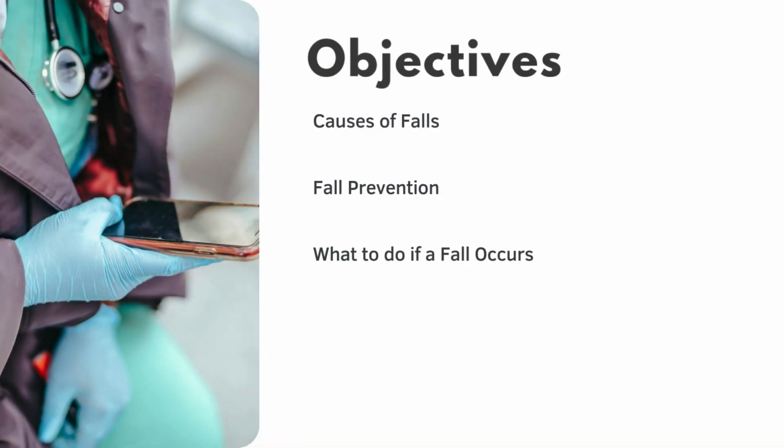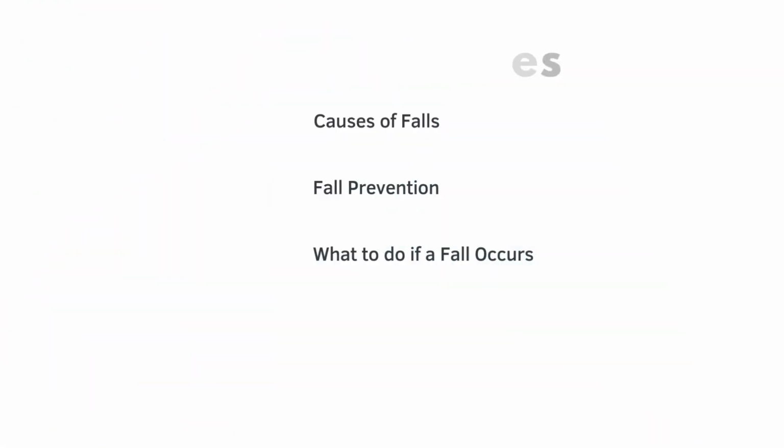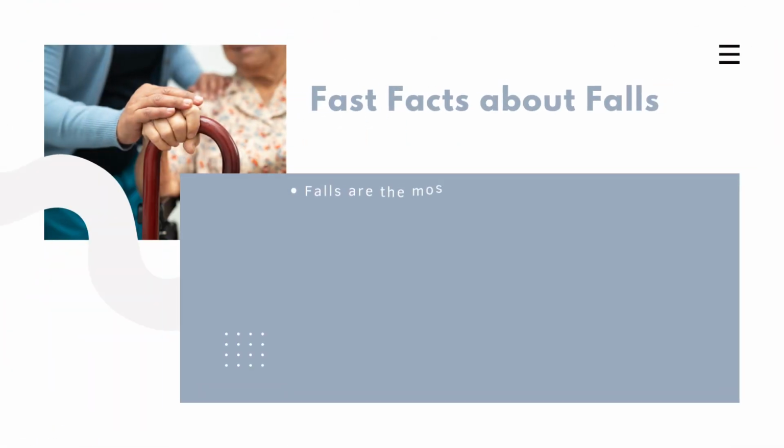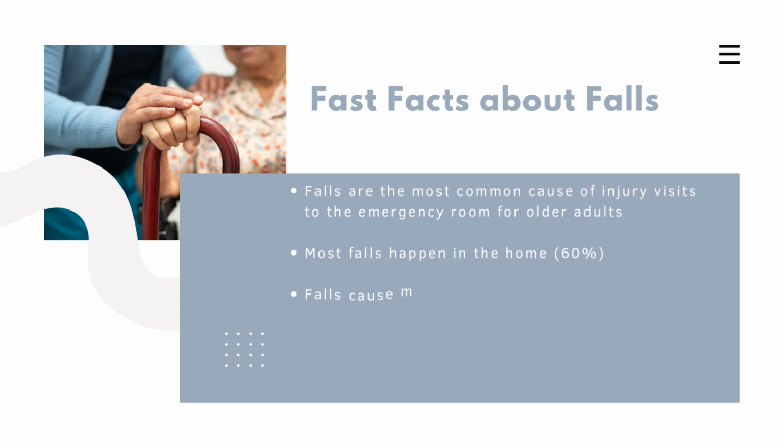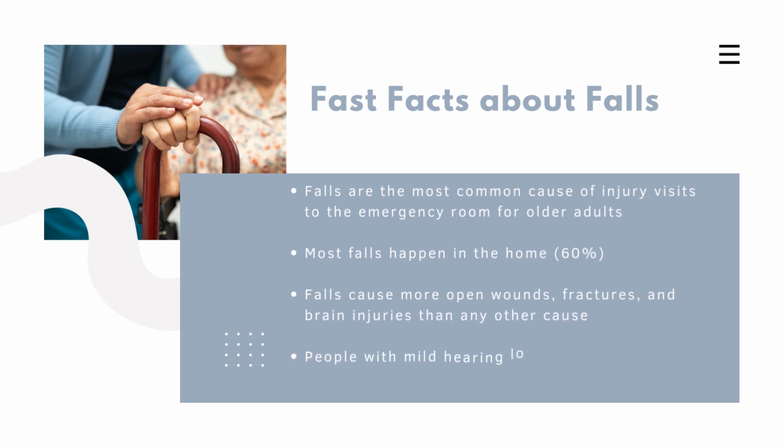Today we will be discussing causes of falls, fall prevention, and what to do if a fall occurs. Let's first go over some fast facts about falls. Falls are the most common cause of injury visits to the emergency room for older adults. Most falls happen in the home, approximately 60%. Falls cause more open wounds, fractures, and brain injuries than any other cause. People with mild hearing loss are nearly 3 times as likely to fall.